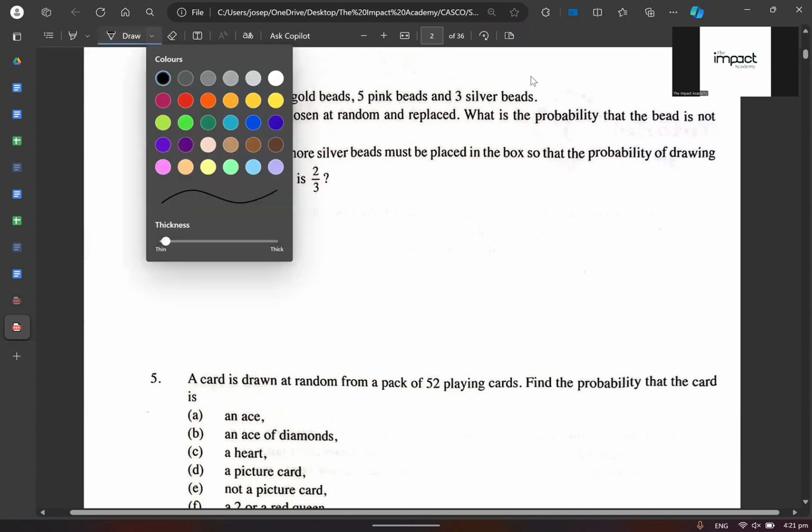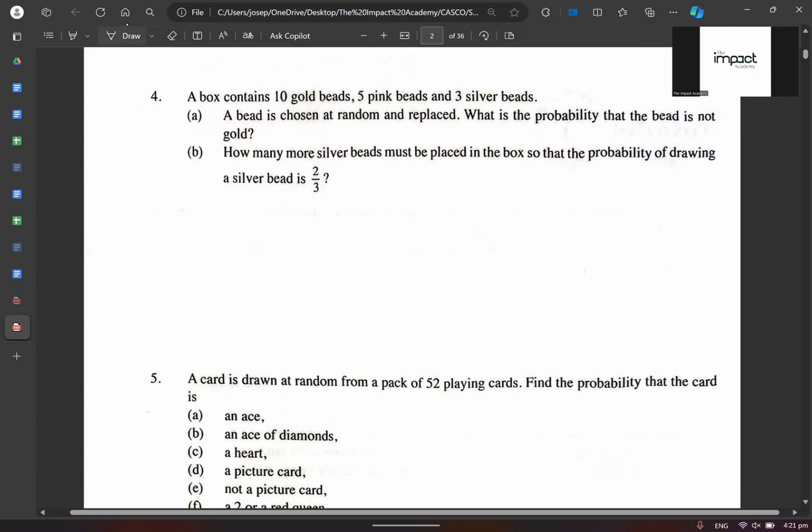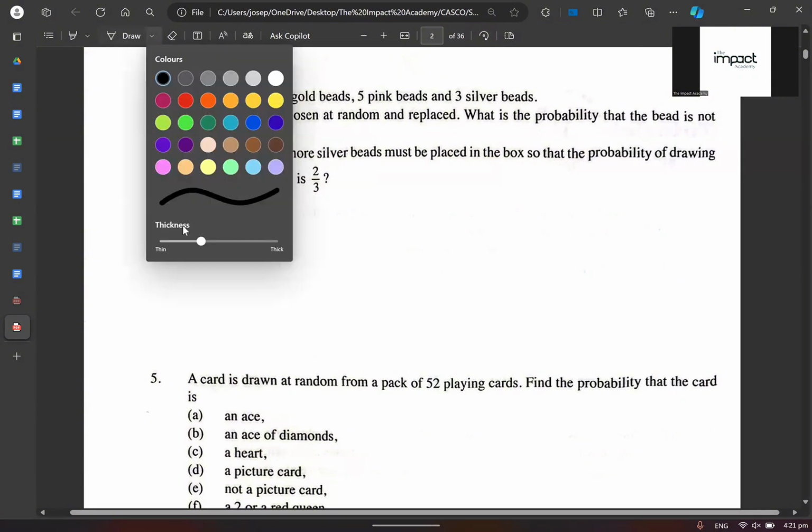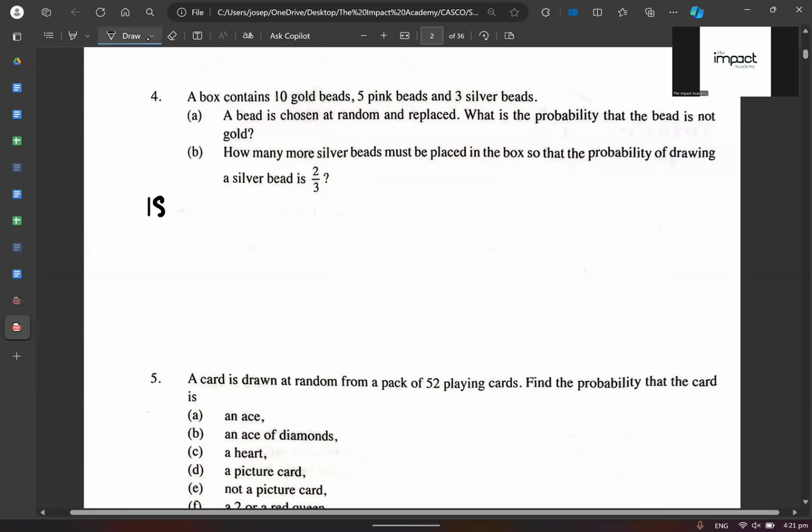What I want to do is I want to break it up, right? My 18 is made out of what? 10 gold bits, 5 pink bits, and 2 silver. Very good. My 18 is made up of 10 G, 5 P, and finally 3 S. Am I making sense? Okay, so what is the probability that it is not gold?